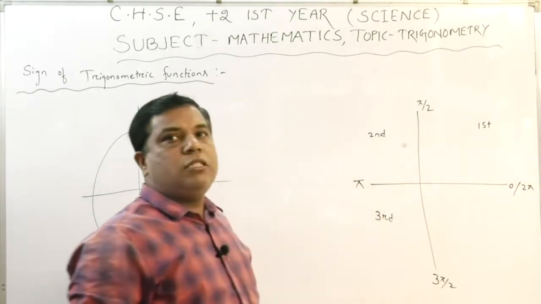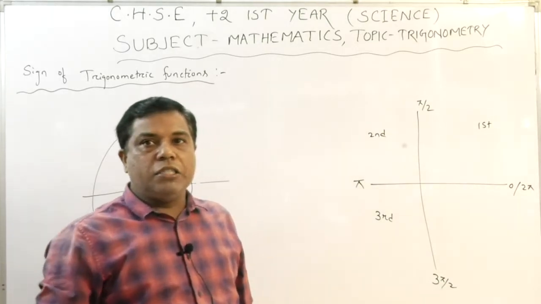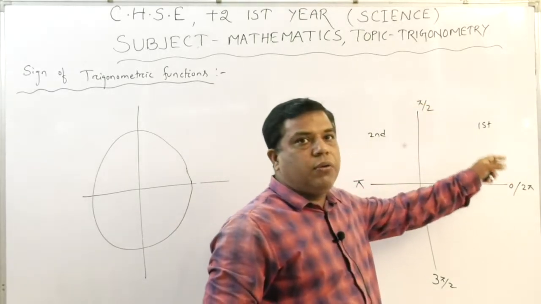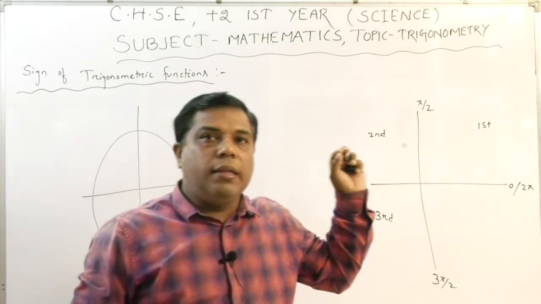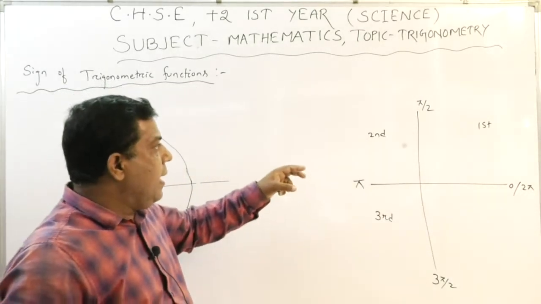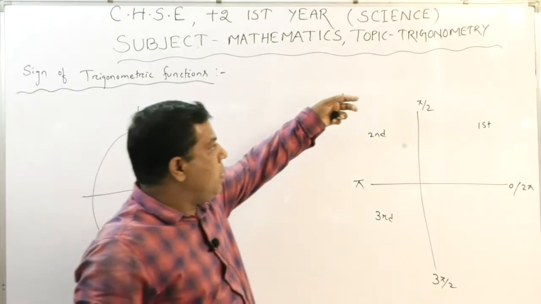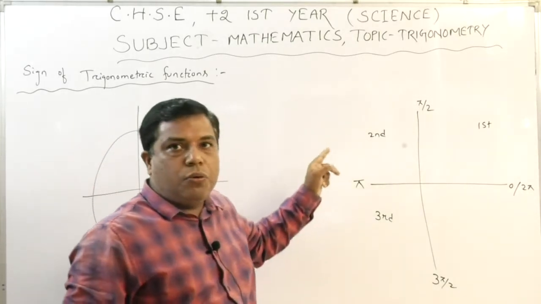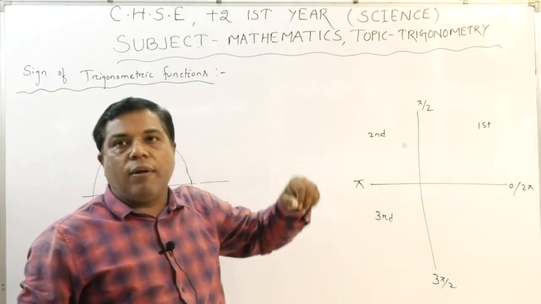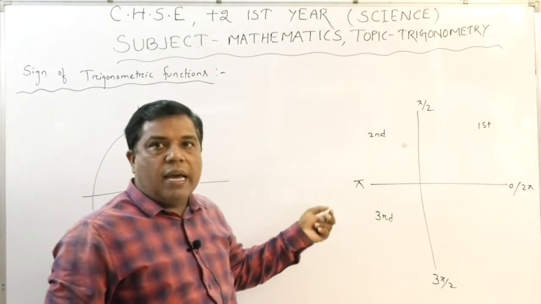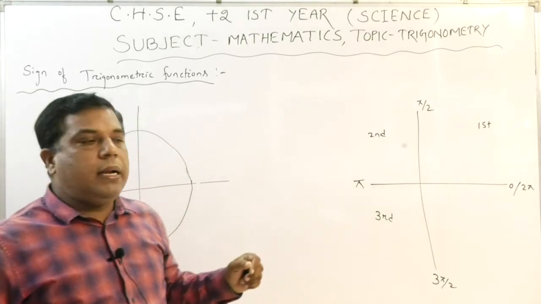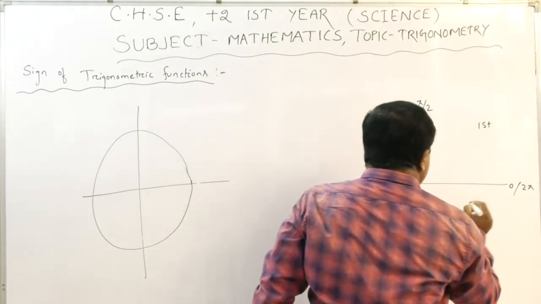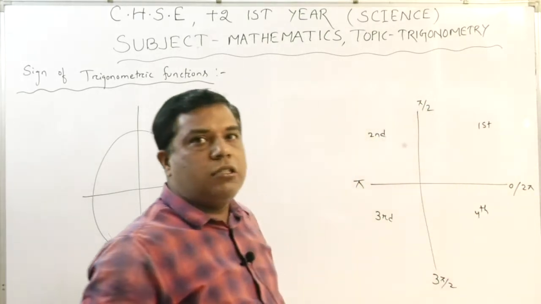In this way the 4 quadrants are partitioned. All the acute angles, which lie between 0 and pi by 2, lie in the first quadrant. Then the angles from 90 degrees to 180 degrees, or pi by 2 to pi, lie in the second quadrant. Similarly, some angles lie between pi and 3 pi by 2, that is the third quadrant, and some angles lie between 3 pi by 2 and 2 pi, which is the fourth quadrant.